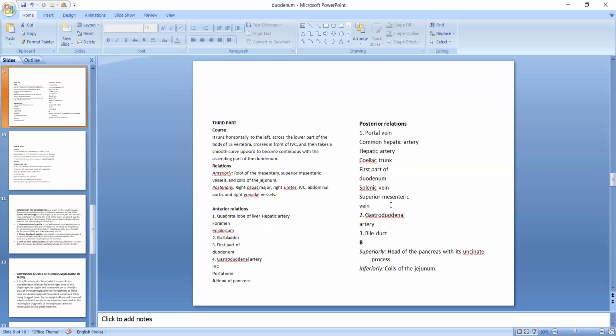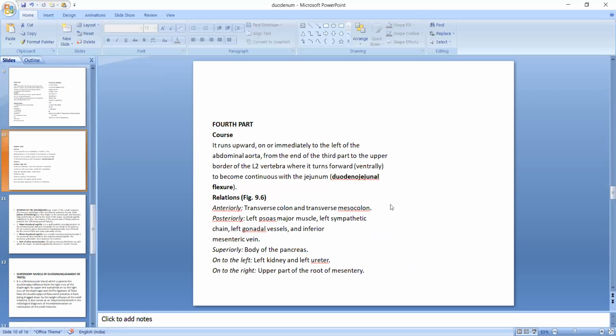Anterior relations: quadrate lobe of the liver, hepatic artery, epiploic foramen, gallbladder, first part of the duodenum, gastroduodenal artery, inferior vena cava, portal vein. And posterior relations: portal vein, common hepatic artery, celiac trunk, first part of the duodenum, splenic vein, superior mesenteric vein, gastroduodenal artery, bile duct, and superiorly the head of the pancreas and inferiorly coils of the jejunum.